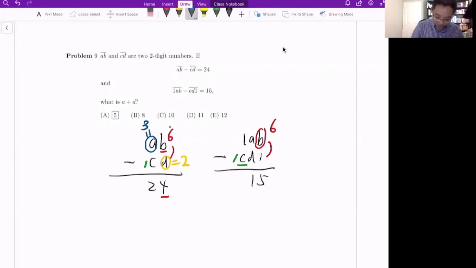All right, so we summarize. We get A is 3, and D is 2. So A plus D equals 5.